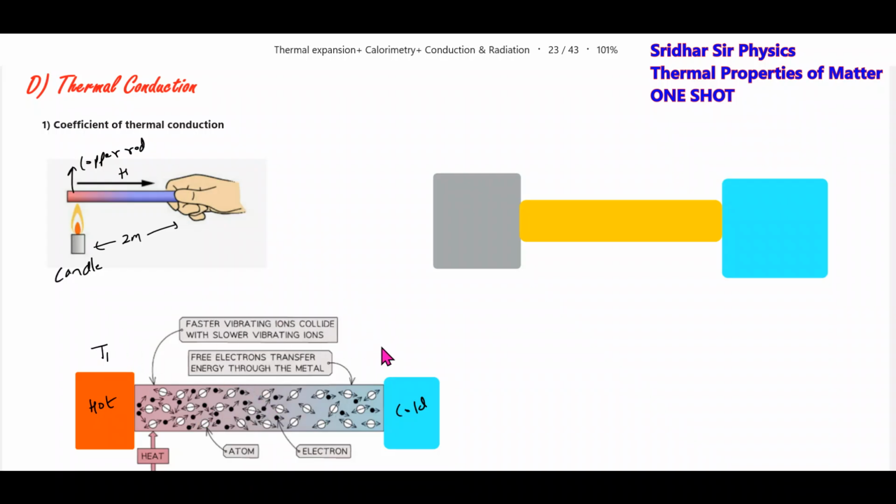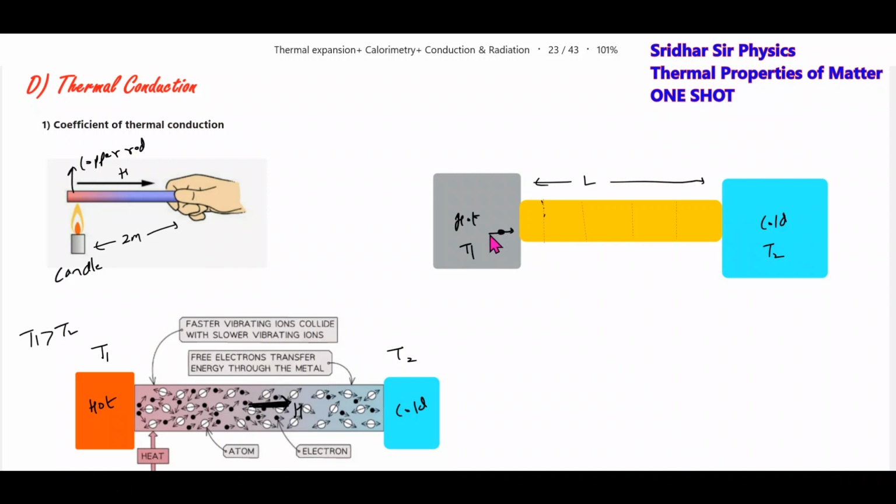Suppose there is a cold body, there is a hot body, and the heat flow will occur with T1 greater than T2. Similarly, there is a hot body and a cold body, and the rod has a length L. Here we can divide this into segments, with temperatures T1 and T2.